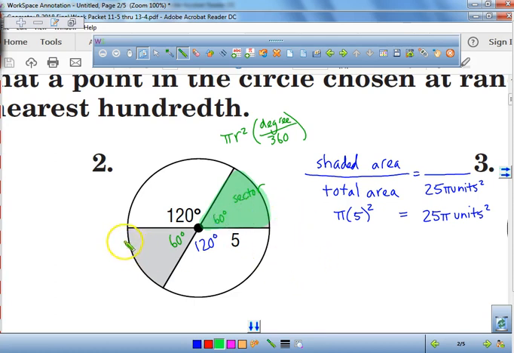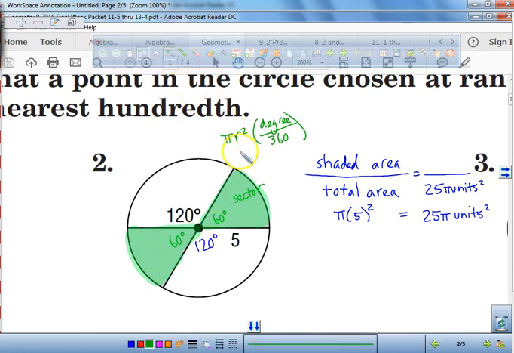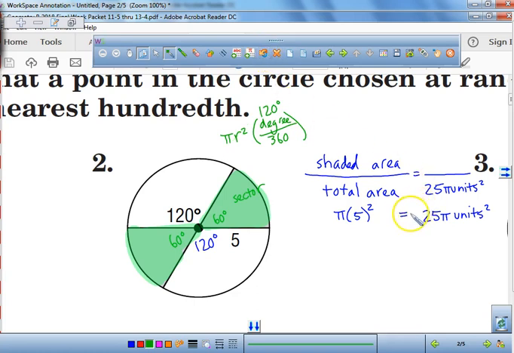Now, how many sectors do we have? We have a couple of them, don't we? So how many total degrees do we have? 120, right? Now, if you think about it, if this area is pi r squared times 120 over 360, and this area is just pi r squared, what's going to cancel out? This pi r squared will cancel out this pi r squared, and what are you simply left with? 120 out of 360. That's it.